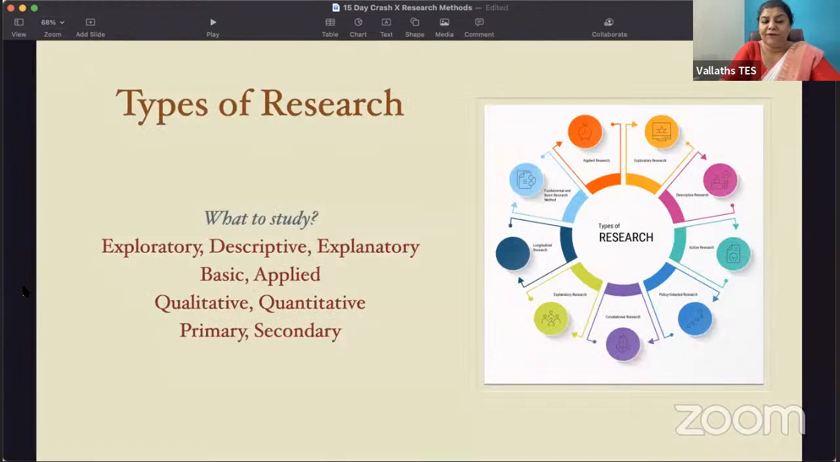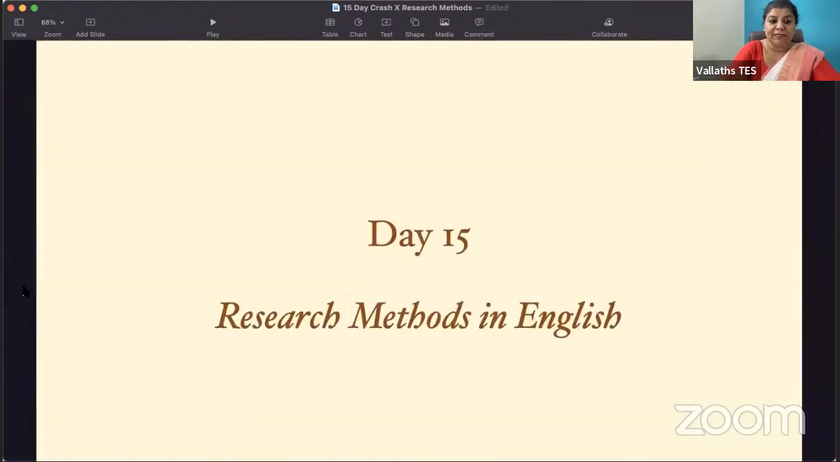So first and foremost, when you talk about research methods, even before types of research, they can ask you what is research. Wherever you look at research methods material, this is how it starts. What is research? So which of the following is the correct definition of research? That kind of question can come. Remember to read up on it.